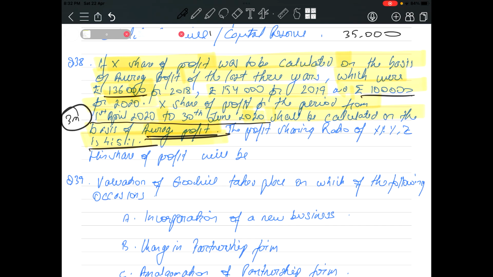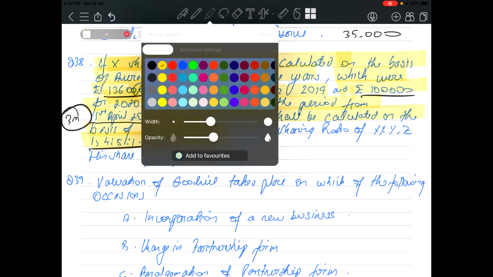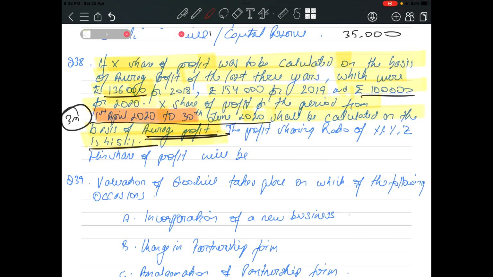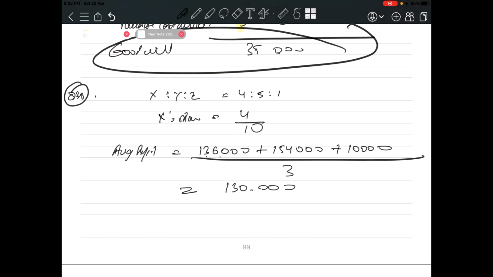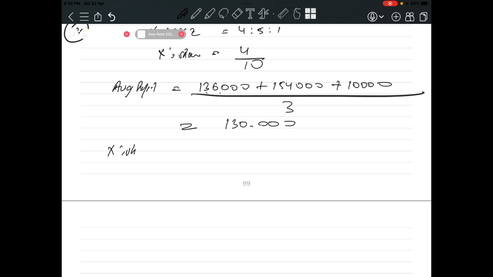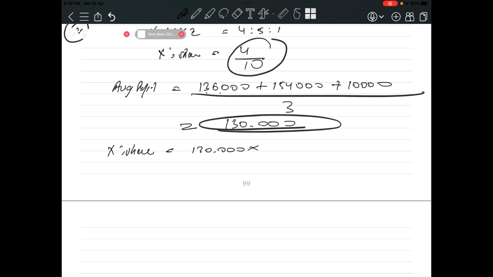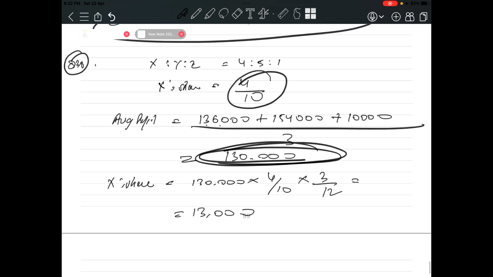Now one mistake which students will make is at this point. We have to calculate profit for this period only, for 3 months only. So X's share is equal to, this is for 1 year, 1,30,000 times X's share 4/10, this is for all the partners, so we find X's share, into 3/12 for 3 months. So what will be the share of profit? It will be 13,000. So the right answer is 13,000. Simple. You can copy now.